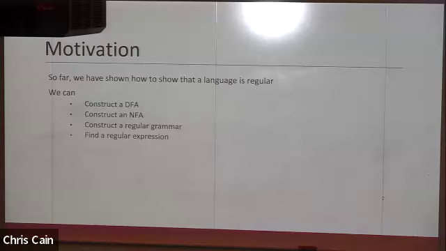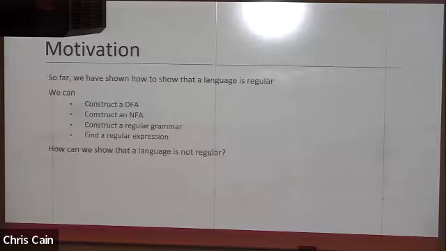There's a gaping hole here. How do we show a language is not regular? That's what's going to be the big challenge. It's very easy to show that it is regular because we can construct one using the tools that allow for the construction of such a language. But to show that it's not regular, we have to say that it is impossible to do one of these things. We cannot construct a DFA. We cannot construct an NFA. We cannot construct a regular grammar, or we cannot construct a regular expression.